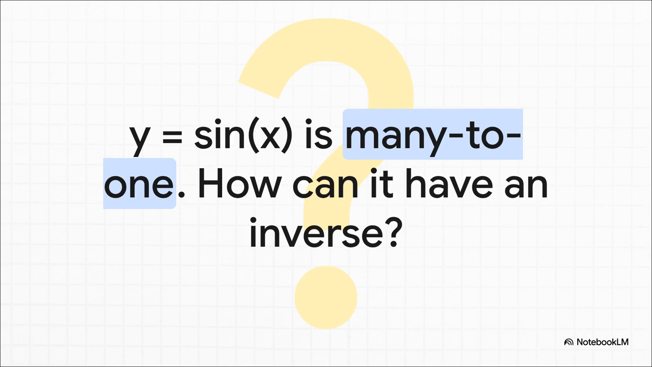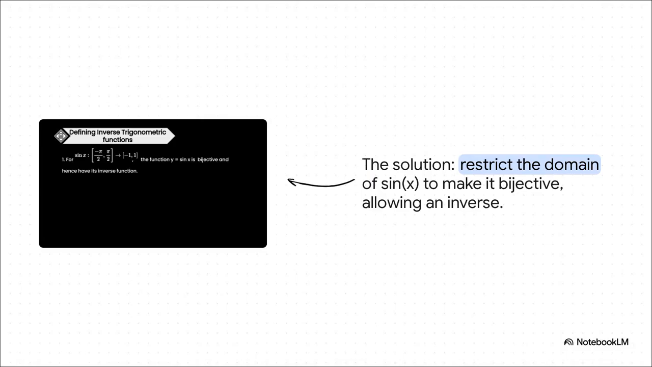What's going on here? Well, the solution is basically a really elegant cheat. We can't use the whole infinite sine wave, so we don't. We make a pact. We agree to only look at one small piece of it, a specific section where the wave doesn't repeat itself. Inside that tiny restricted window, the function does pass the horizontal line test. It is one-to-one. And it's for that piece only that we can define an inverse.